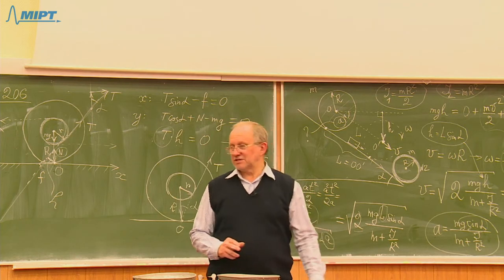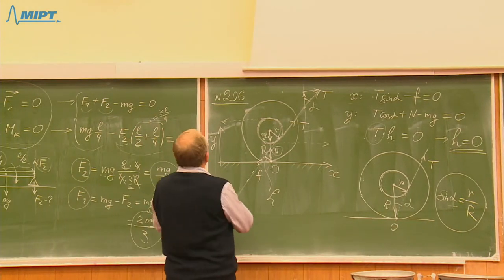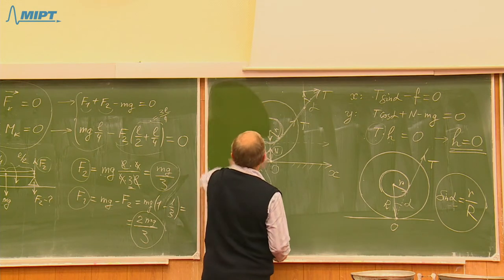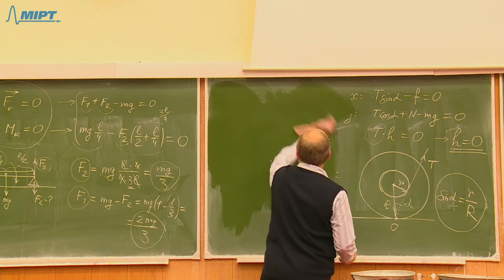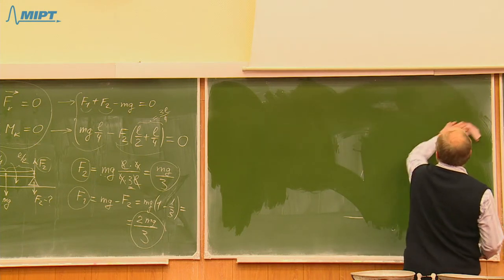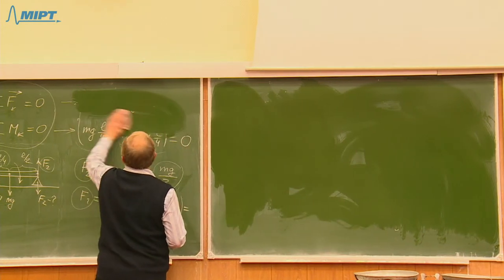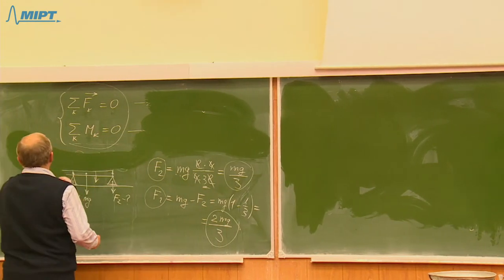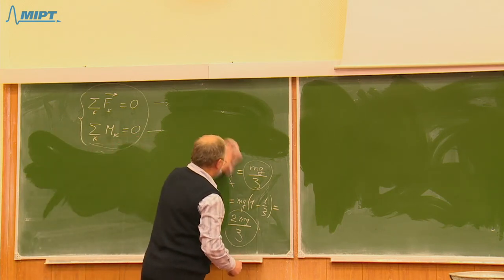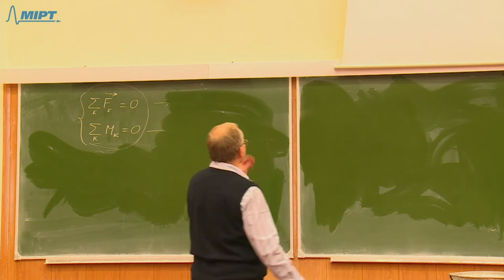Well, I have just a few more minutes before the end of this lecture, and I would like to consider another simple problem related to the conditions of static equilibrium of a rigid body. So the conditions of static equilibrium are indicated here in this circle. And they are very important when you analyze the static equilibrium of any body.